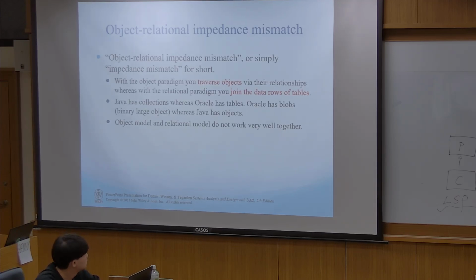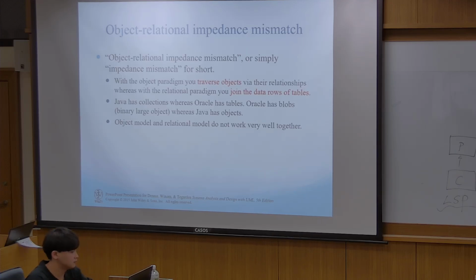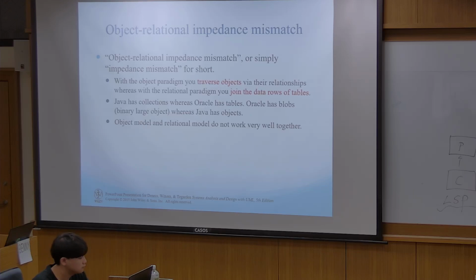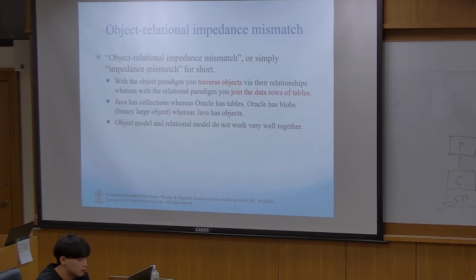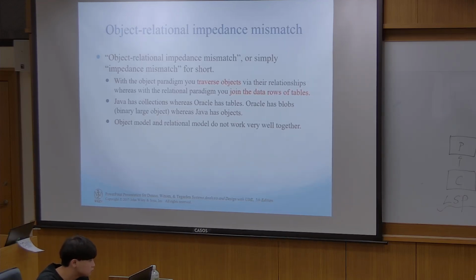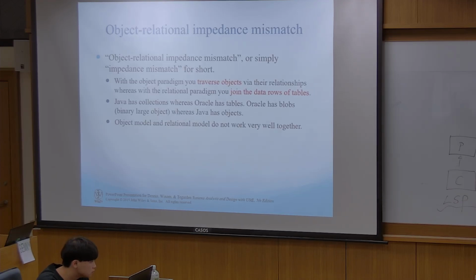So we just talked about relational database and object-oriented database. They are different in some ways, but similar in others. When we want to do the mapping, they are not exactly the same, so there will be a mismatch. We call this the object-relational impedance mismatch, or just impedance mismatch.